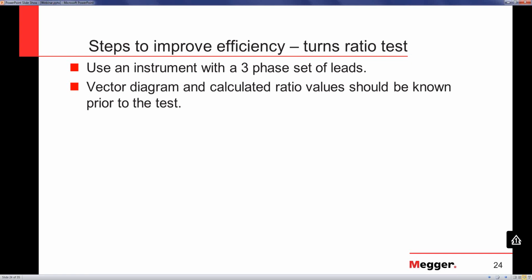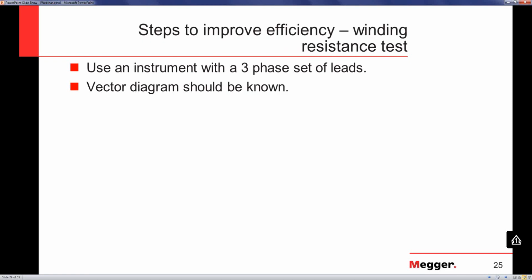You need to know what the calculated ratio values are if your instrument doesn't have a software that computes those values, because this test is all about comparing the measured values with the calculated values. So you need to know if the values fall within the plus minus 0.5% tolerance limit.